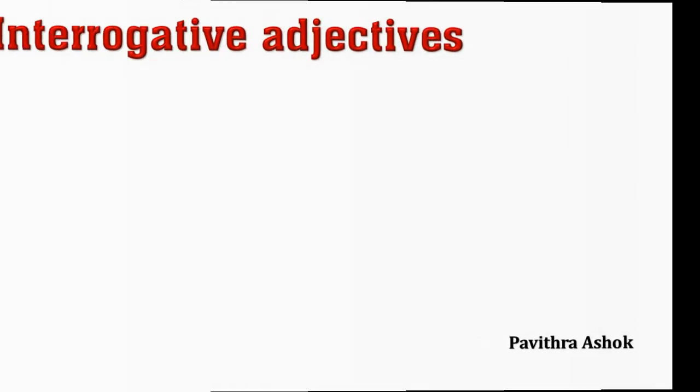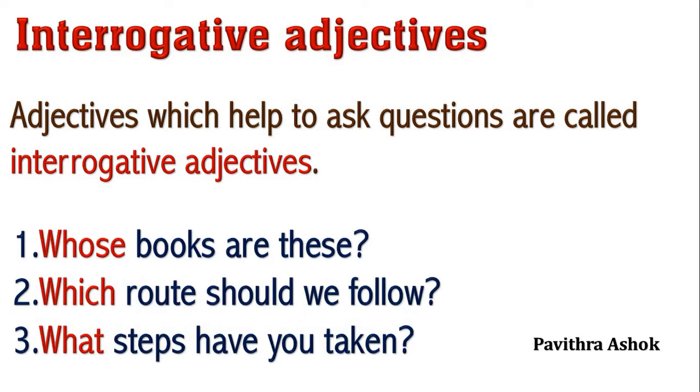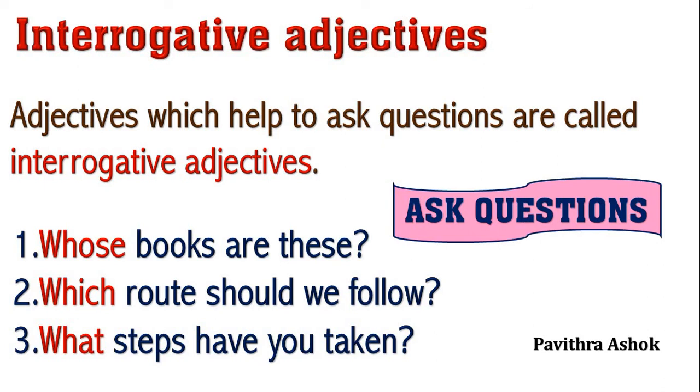Next, we'll move on to interrogative adjectives. Adjectives which help to ask questions are called interrogative adjectives. For example, whose books are these? Which route should we follow? What steps have you taken? Here, the highlighted adjectives are used with nouns to ask questions. They are called interrogative adjectives.